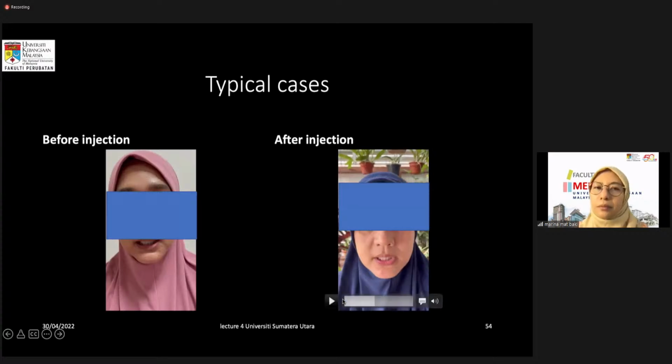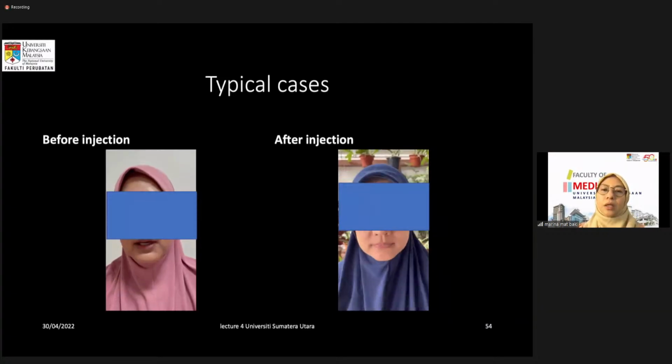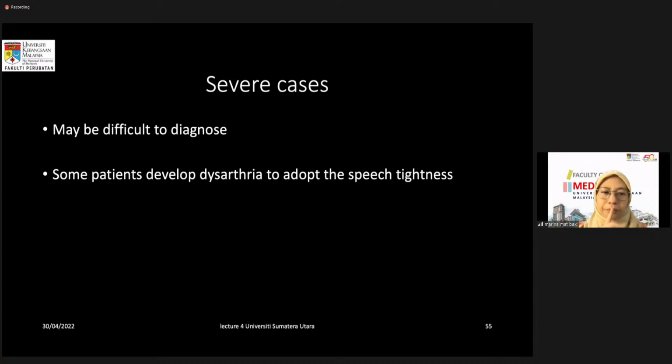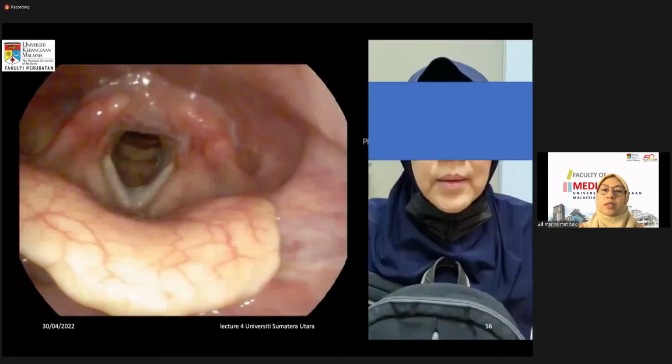So, you can hear that the voice is smooth. There's no strangulation, but it is softer because you have weakened one side of the adductor muscle. Okay, so then the voice is softer but smooth. And I'm going to show you a severe case of adductor spasmodic dysphonia.